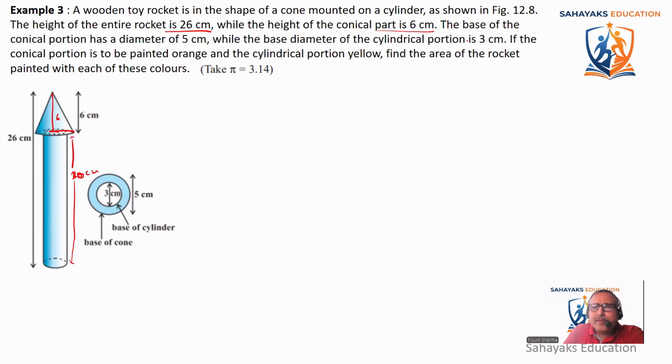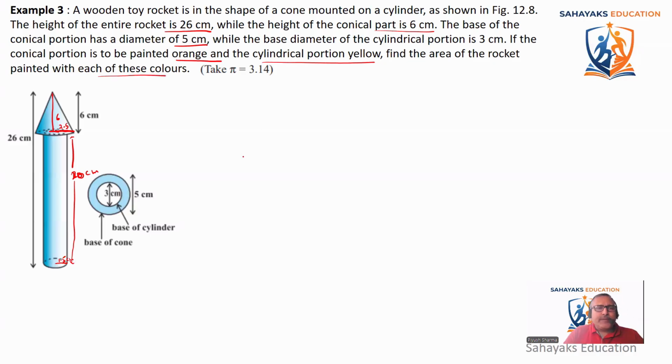Okay. The base of the conical portion has a diameter of 5 centimeter. So the radius is 2.5. While the diameter of the cylindrical portion is 3 centimeter. So the radius is 1.5 centimeter. If the conical portion is to be painted orange and the cylindrical portion to be painted yellow, find the area of the rocket painted with each of these colors.